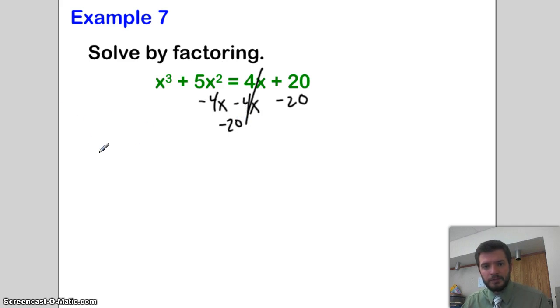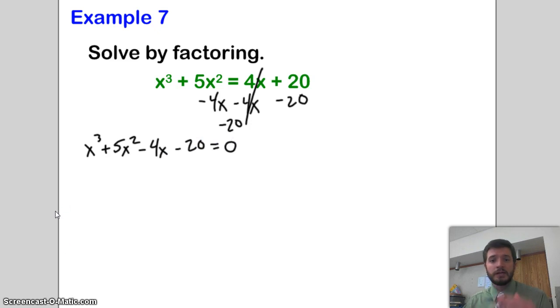Okay, so this will be x cubed plus 5x squared minus 4x minus 20 equals 0. Now from the last video, you learned that anytime you have 4 terms and there's nothing you can factor out, you're going to need to split it down the middle. You're going to need to factor by grouping. So I'm going to split it.